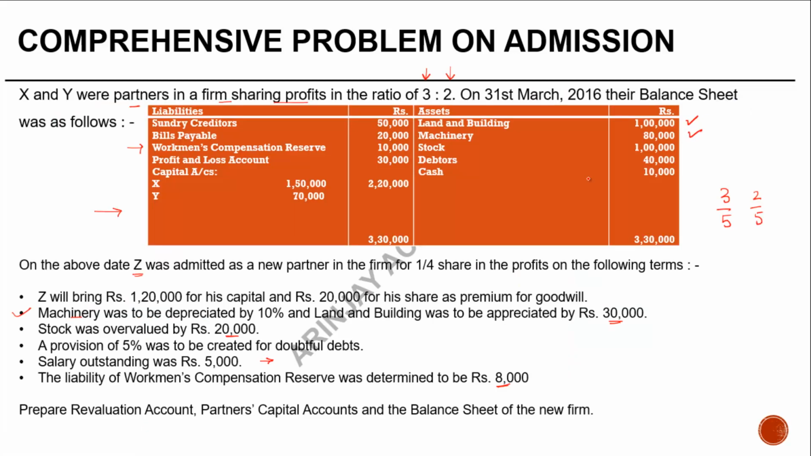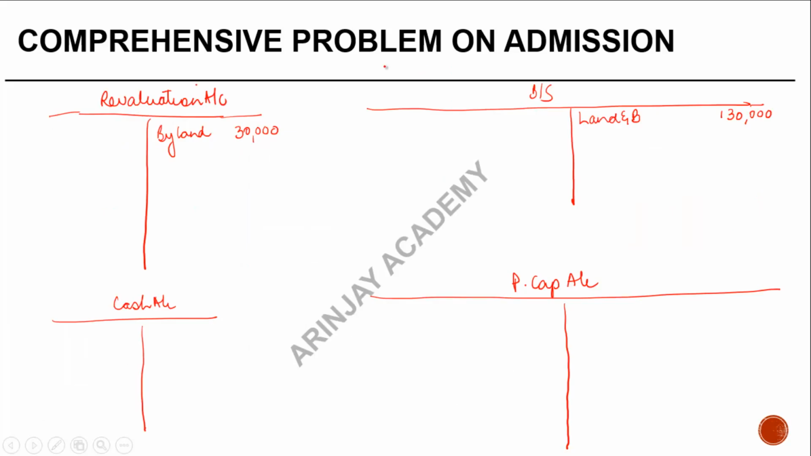Machinery is 80,000. I'm just going to underline whatever we are completing. Machinery is to be depreciated by 10%. The value is 80,000, right? So how much will be the depreciation? 10% of 80,000 will be 8,000. So to machinery 8,000, it's a loss. The value of the machinery here will be 80,000 minus 8,000, 72,000.